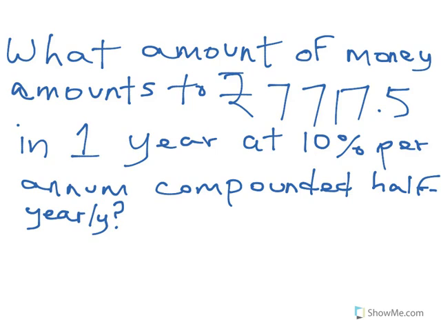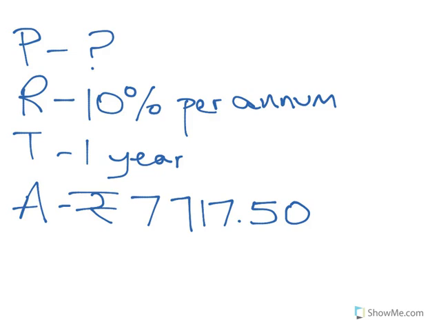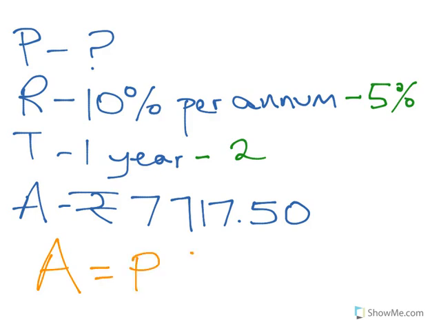Okay, there's one more thing. It's compounded half yearly, so this should change stuff. Think about it. What happens is that the rate becomes 5%, and the time becomes 2. Okay, and now what you just have to do is plug it into the formula, which is A is equal to P times (1 plus R by 100) raised to the power of T.